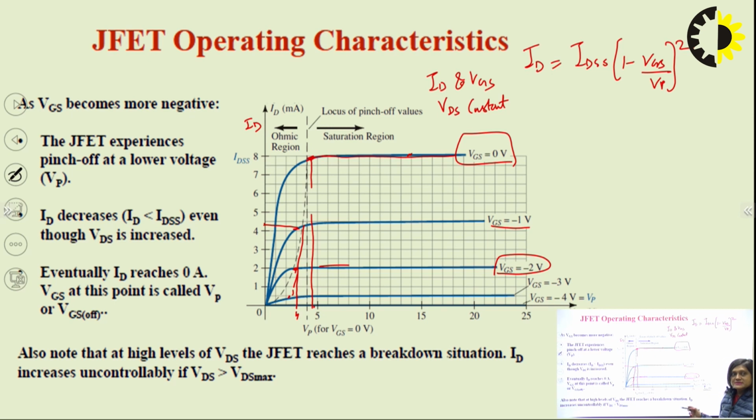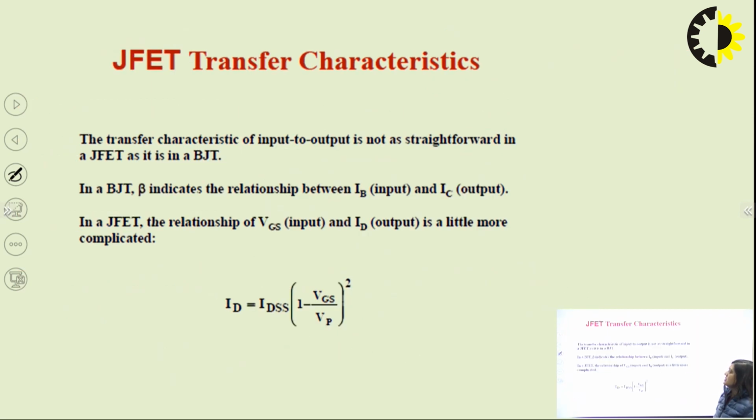So we will see this. This is the equation that I mentioned in the last slide: ID is equal to IDSS times (1 minus VGS upon VP) whole square. The transfer characteristics from input to output is not as straightforward in a JFET as it is in a BJT. If you plot the transfer characteristics curve for an N channel JFET, it will be plotted between VGS and ID, and it will look like this.